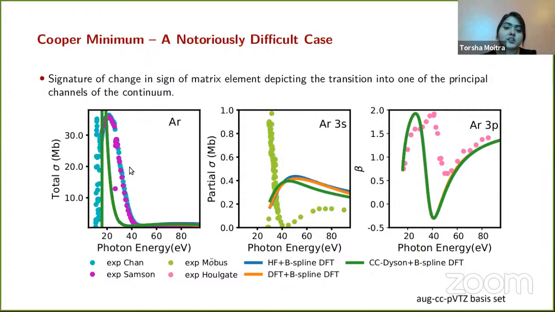It has been shown earlier that plane wave and Coulomb wave approaches cannot capture this sophisticated experimental observation. B-spline DFT, shown by the bold green lines, does capture this process, but the minima is shifted by approximately 15 electron volts towards the lower photon energy region.